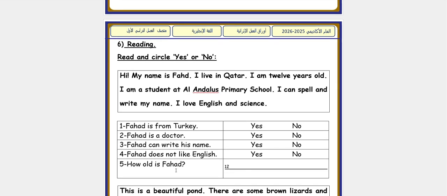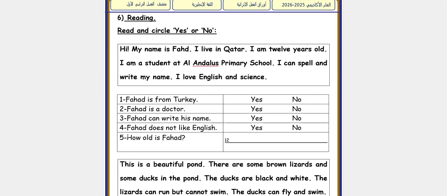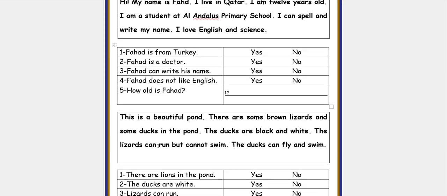Okay, and the last question is these 5 questions. Fahad is from Turkey? No, he's from Qatar. Fahad is a doctor? No, he is a student. Fahad can write his name? Yes, of course, he can write his name. Fahad doesn't like English? No, he does like English. Okay, how old is Fahad? We write here, Fahad is 12 years old.